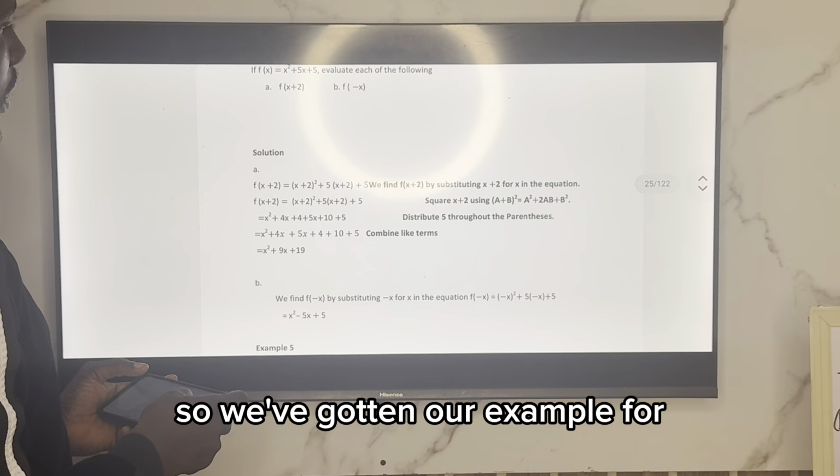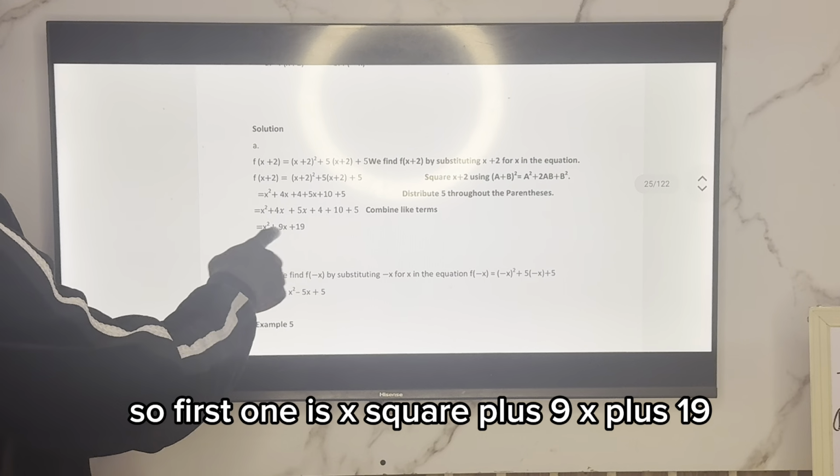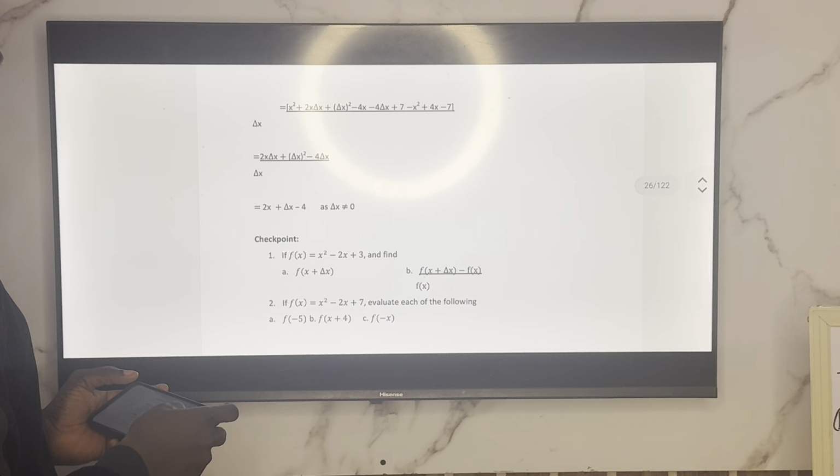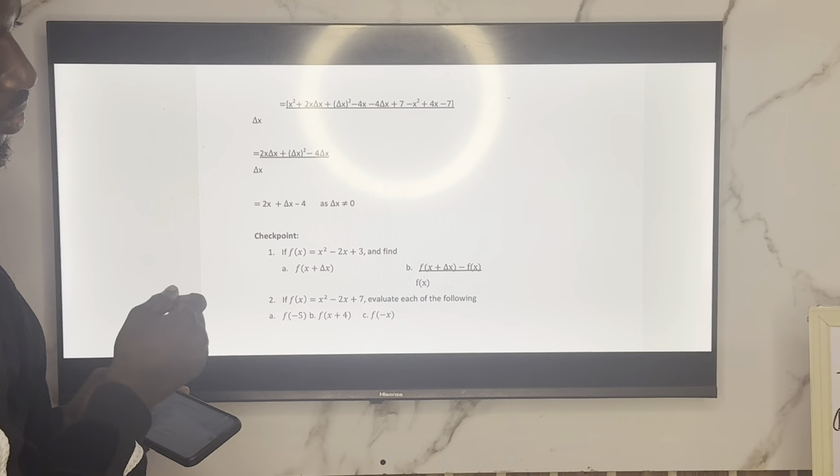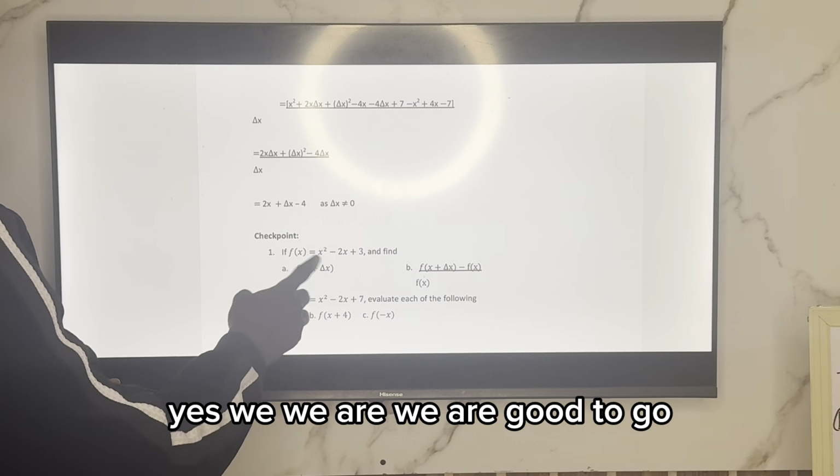So we'll be checking our example 4. First answer: x squared plus 9x plus 19. Second one: x squared minus 5x plus 5. Yes, I think that's what we got. Then example 5, part B. Yes, we are good to go.